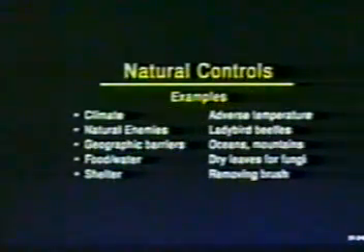In addition to natural enemies, other natural controls that act independently of humans can cause pest populations to rise and fall. These include climate and availability of food, water, and shelter.